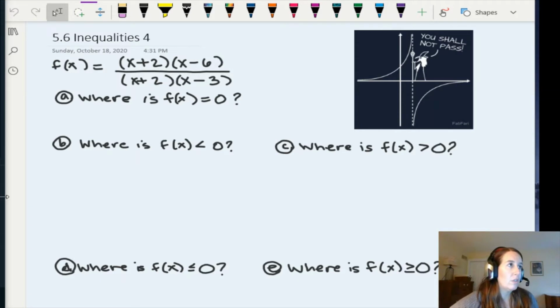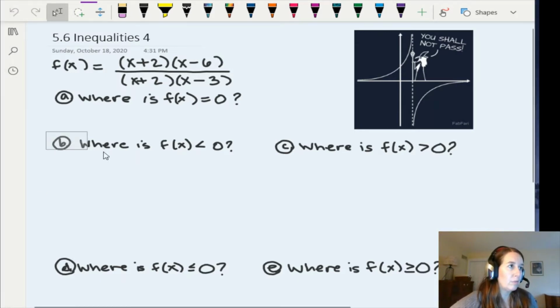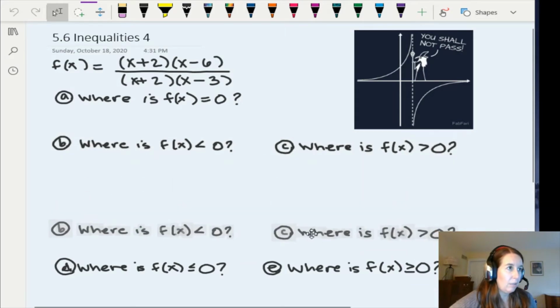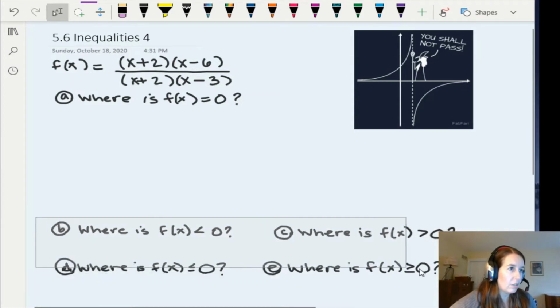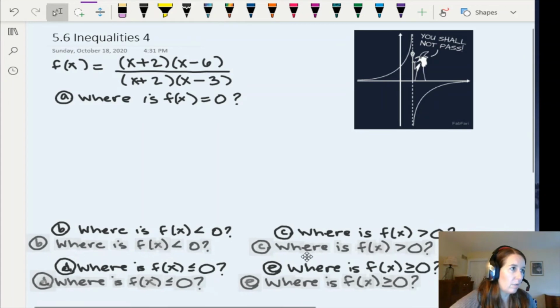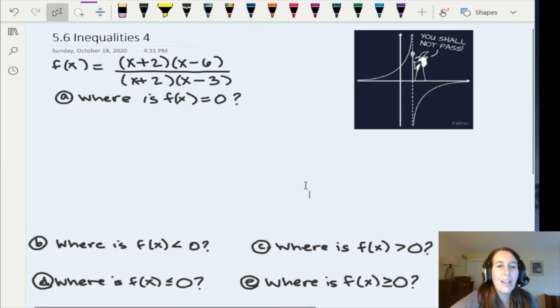Oh, you know what? I'm going to move this down like I did before, because I want to have a little space for my sign chart before I start. So I'm going to move this down even a little further, a little over this way. Because my sign chart really answers all four parts.